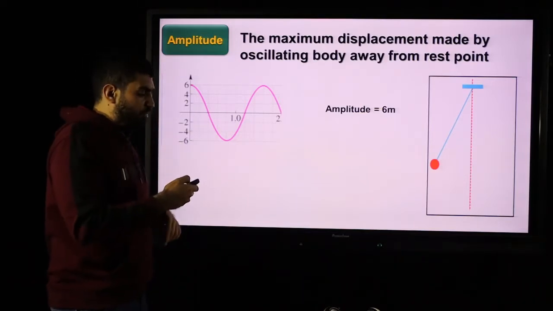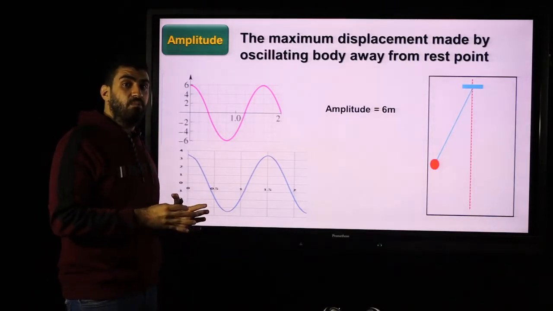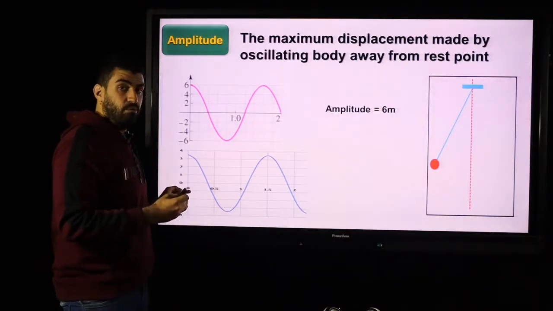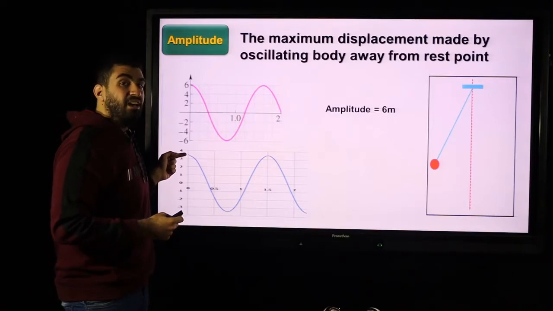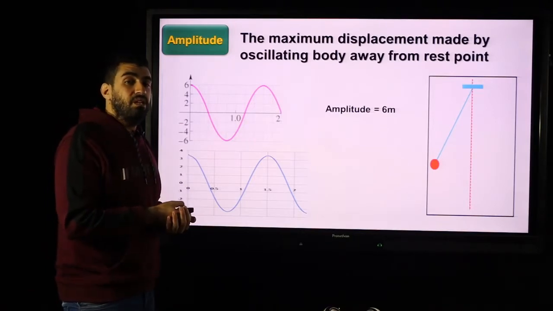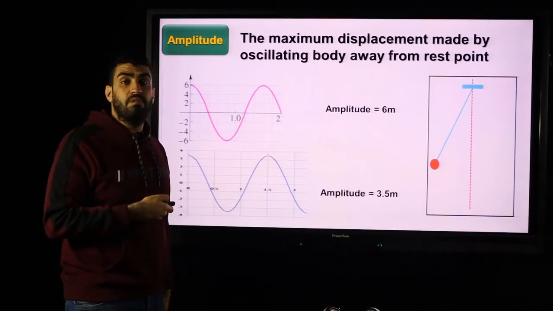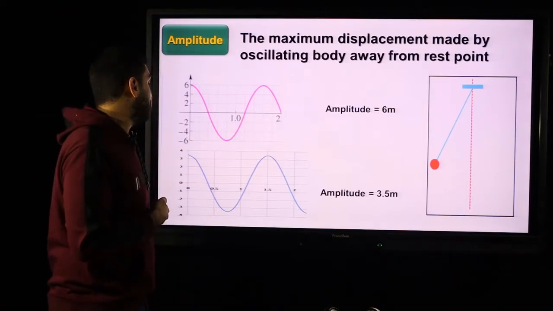Okay, another example. The pendulum moved from this place at 0 to 3.5. So the amplitude is 3.5 meters.